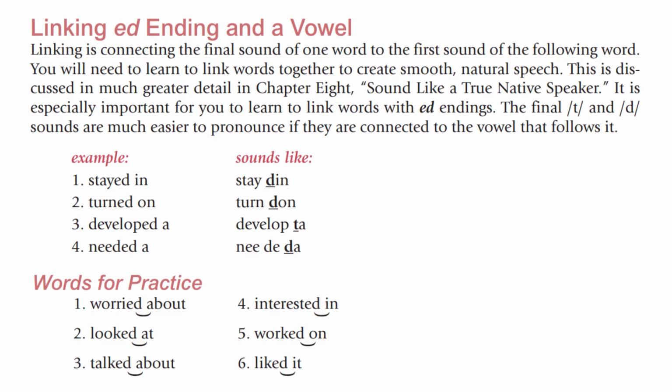Linking ED endings plus a vowel. Linking is connecting the final sound of one word to the first sound of the following word. You will need to learn to link words together to create smooth, natural speech. This is discussed in much greater detail in Chapter 8. Sound like a true native speaker. It's especially important for you to learn to link words with ED endings. The final T and D sounds are much easier to pronounce if they're connected to the vowel that follows it.